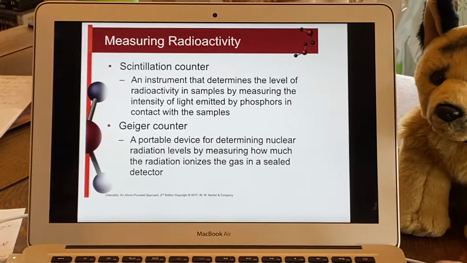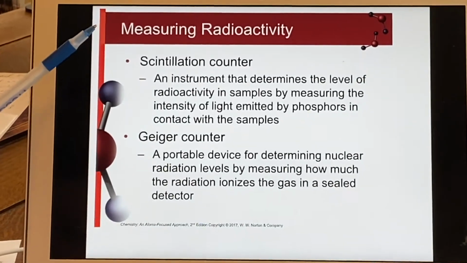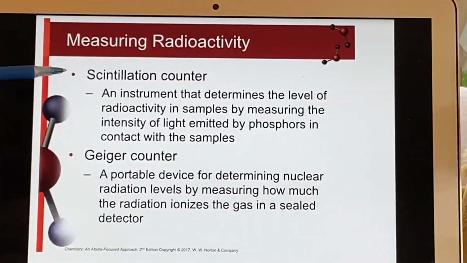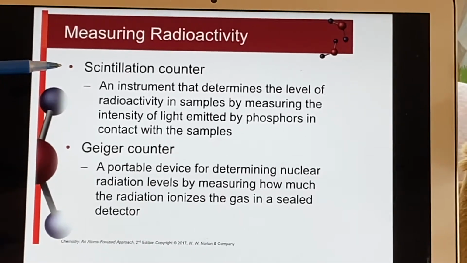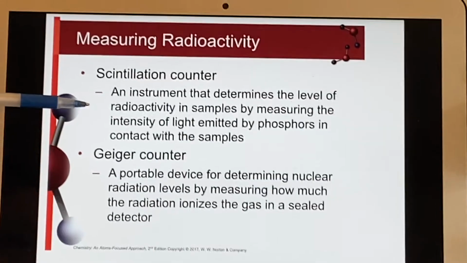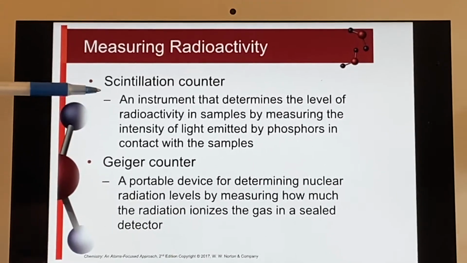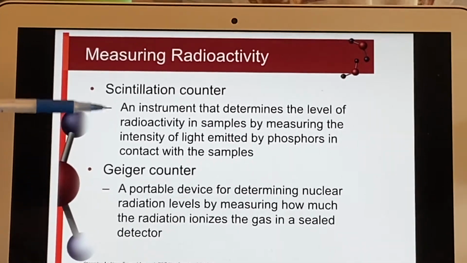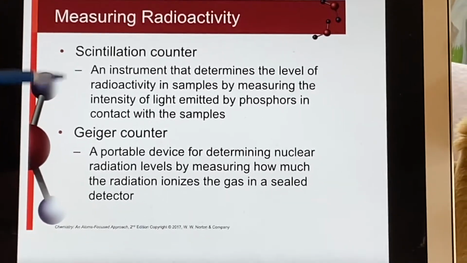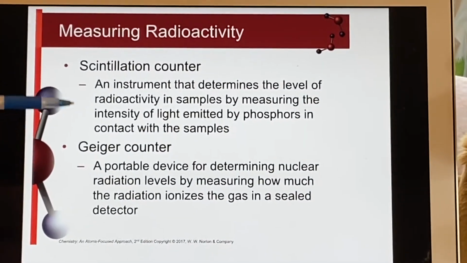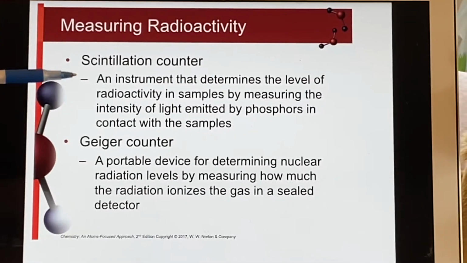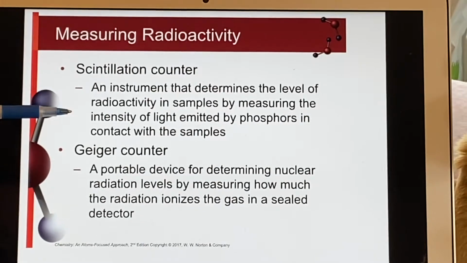How do we go about measuring radioactivity? There's more than one way to do this. One thing is called a scintillation counter, and that is simply a piece of equipment that will emit light whenever it is in contact with samples that are undergoing a radioactive decay. So it will have bright flashes of light, and you can just see how intense the light is in order to figure out how much radioactivity there is.